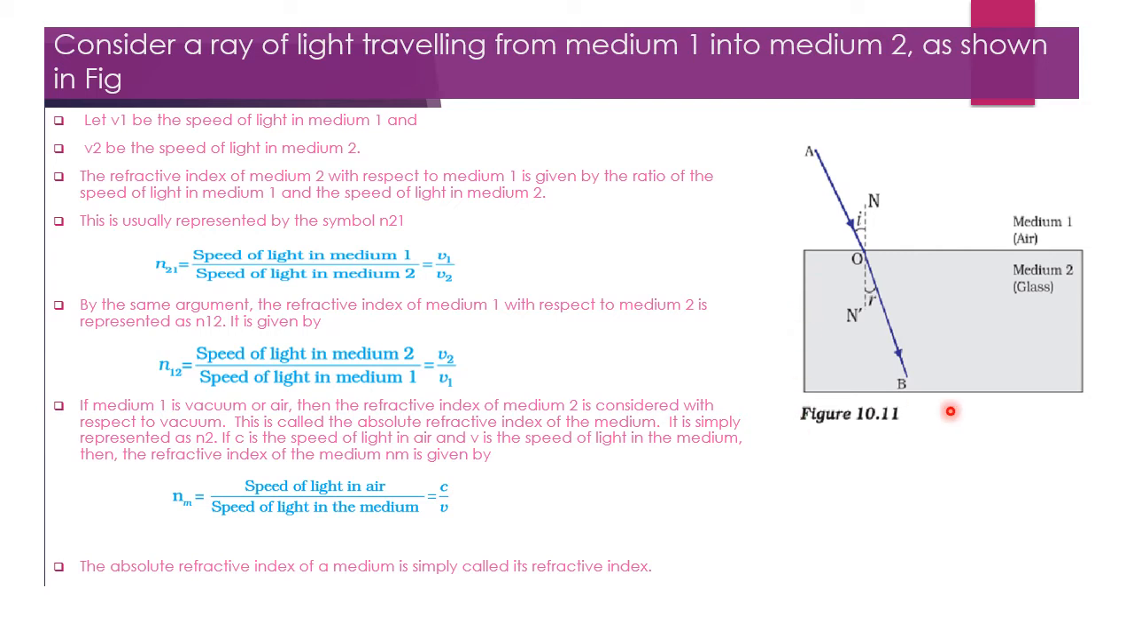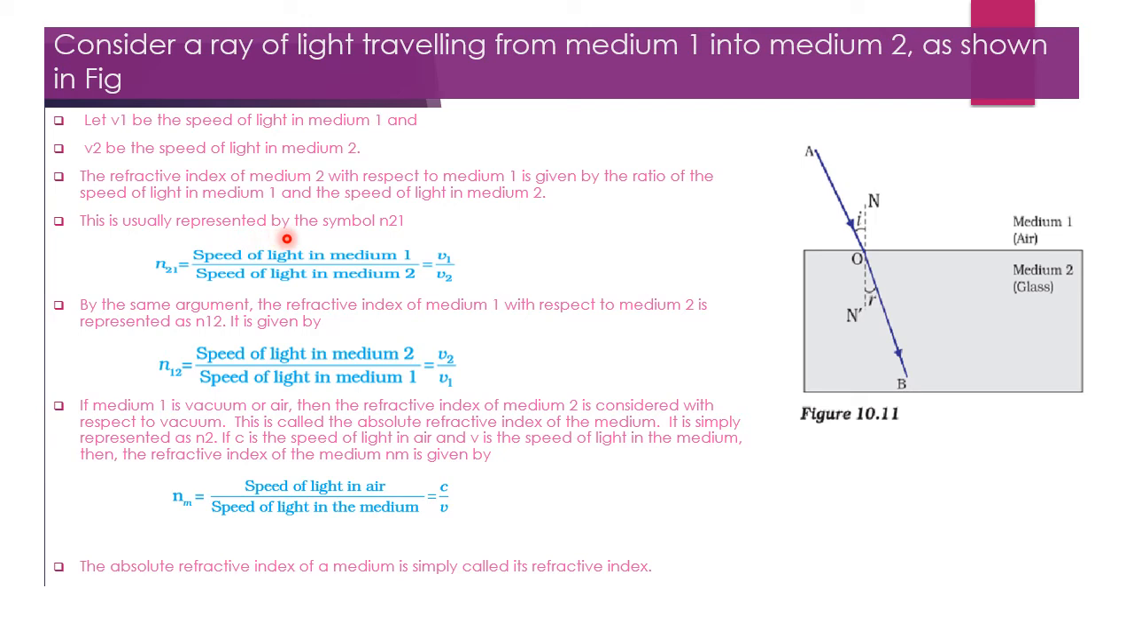That is a block of glass, transparent. Now let V1 be the speed of light in medium 1. So here the speed of light is V1, and here in the glass the speed of light is V2. So the refractive index of medium 2 with respect to medium 1 is given by the ratio of the speed of light in medium 1 and the speed of light in medium 2.